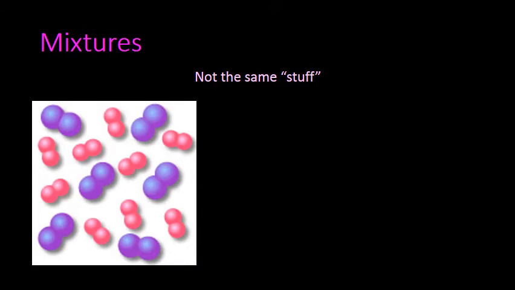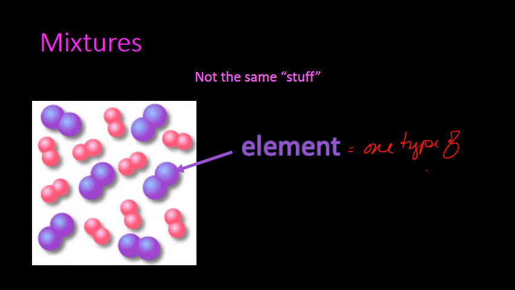In this picture, I have a mixture of elements. Remember, an element is made up of one type of atom, and you could have the same atoms stuck together, bonded together, fused together, but it's still an element because it only contains one type of atom. So in this picture, I have a mixture of element purple and element pink, and they're mixed together. They're not bonded together, they're just mixed up.